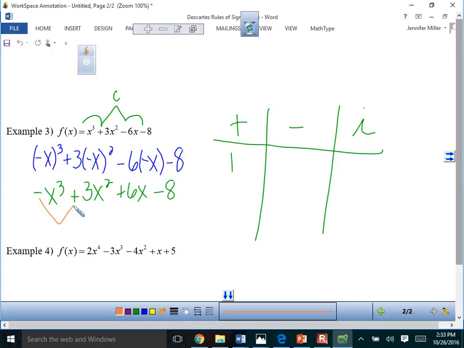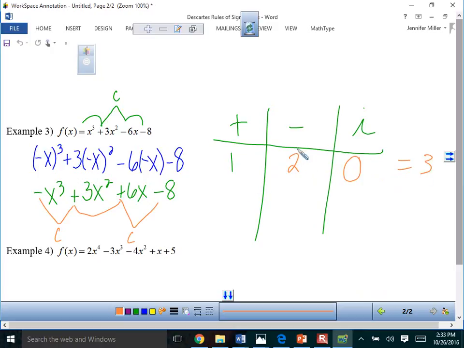From negative to positive, that is a sign change. Positive to positive, no change. And positive to negative, that is a change. So there are going to be 2 negative roots, which is going to leave us with a total of 0 imaginary, because 1 plus 2 plus 0 is equal to 3.